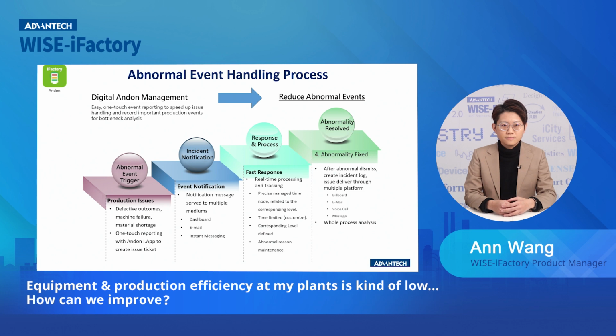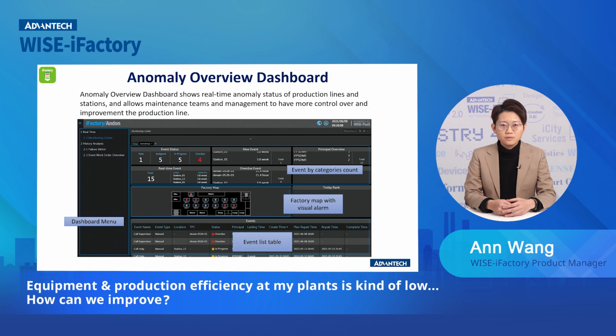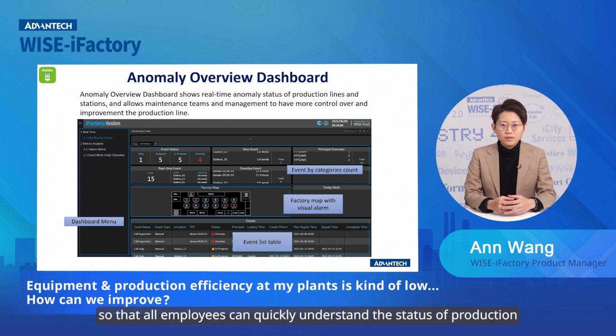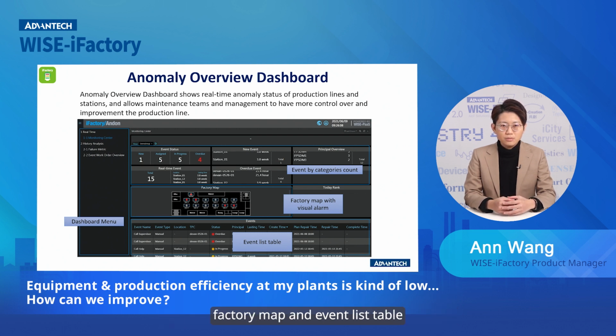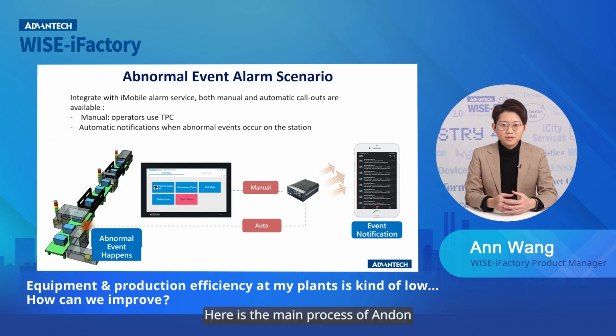All abnormal work orders can be presented in the shop floor or situation center through Andon's dashboard, such as the real-time monitoring center, so that all employees can quickly understand the status of production abnormality through event by categories count, factory map, and event list table. Additionally, failure metric dashboards such as mean time to failure, mean time to repair, and top 10 abnormal reasons can help production managers improve production. Here is the main process of Andon.